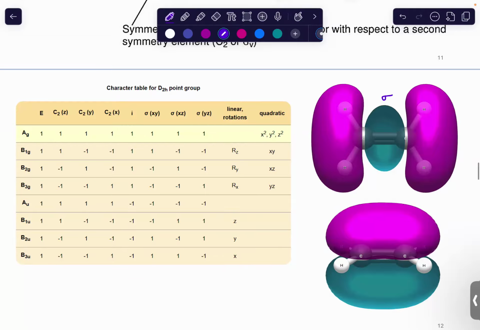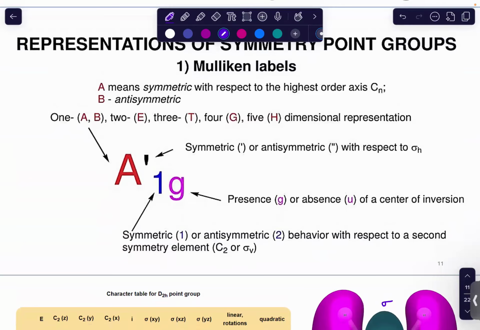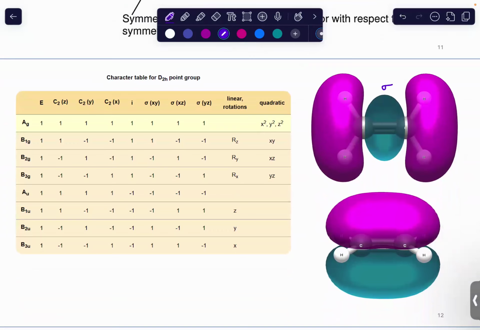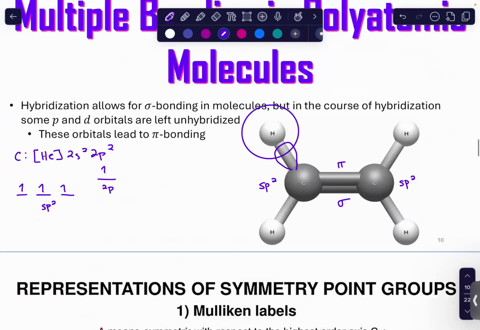Now, to assign symmetries, you notice how A or B is symmetric or anti-symmetric with the highest order axis, or the principal axis. Well, now this becomes problematic. Because look at this. What's the highest order axis? Well, let me go back up to this so it's easier to see. What's the highest order axis here? C2. Which direction does the principal axis usually lie? Along Z. Do you know the Z direction for this molecule? No. Okay, so this is something that you get used to over time.